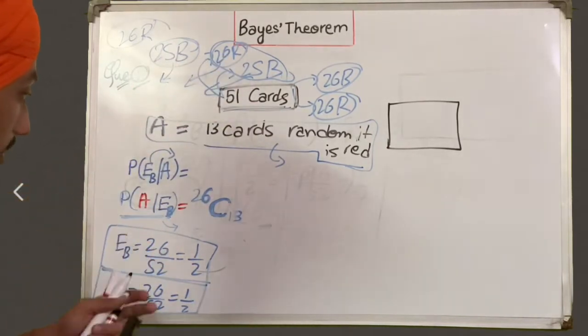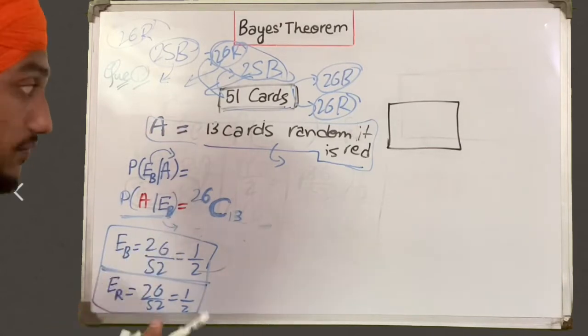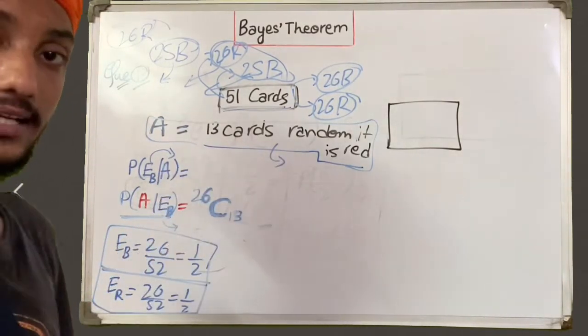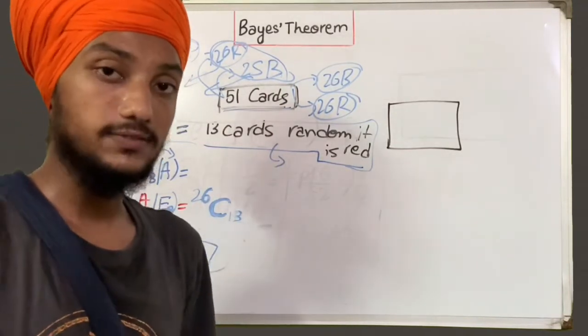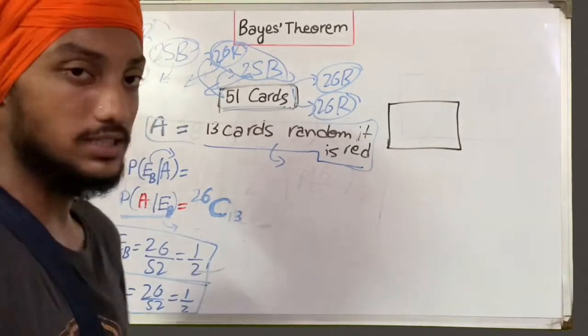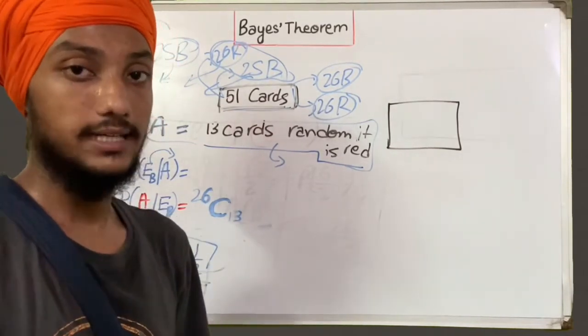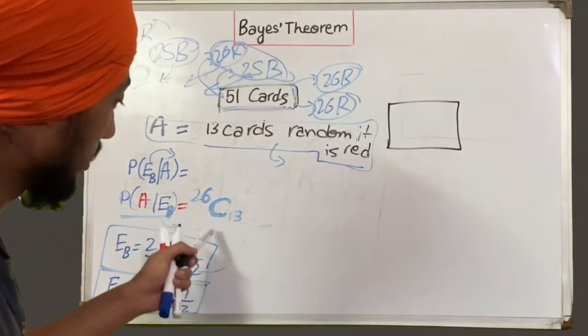Now we know that we have 26 red cards and we have to find 13 cards that are randomly drawn from the whole 51 cards, and what's the probability that they are found to be red? The first 13 cards drawn are red. So this can be calculated in this way.